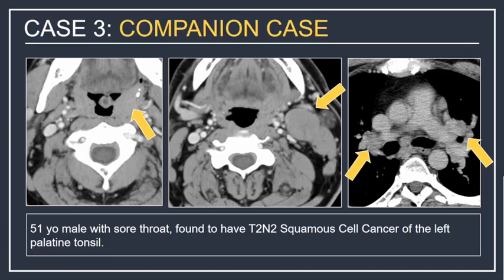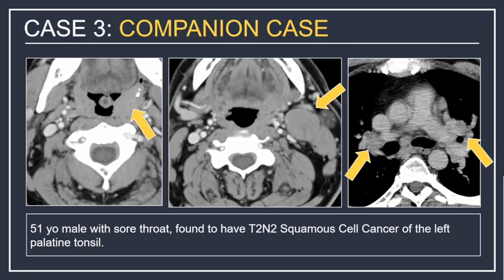Our next patient is a 51-year-old male who initially presented for evaluation for a sore throat. He was found to have a T2N2 squamous cell cancer of his left oropharynx. On his staging CT examination, we can see that there's asymmetric enlargement of the left palatine tonsil associated with this large level 2 nodal mass.